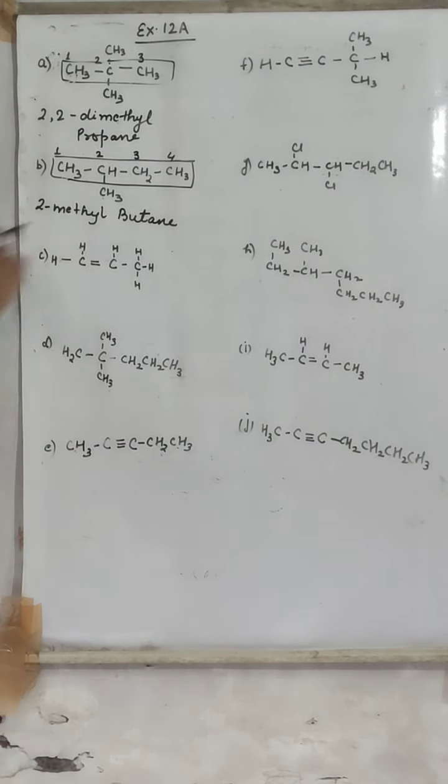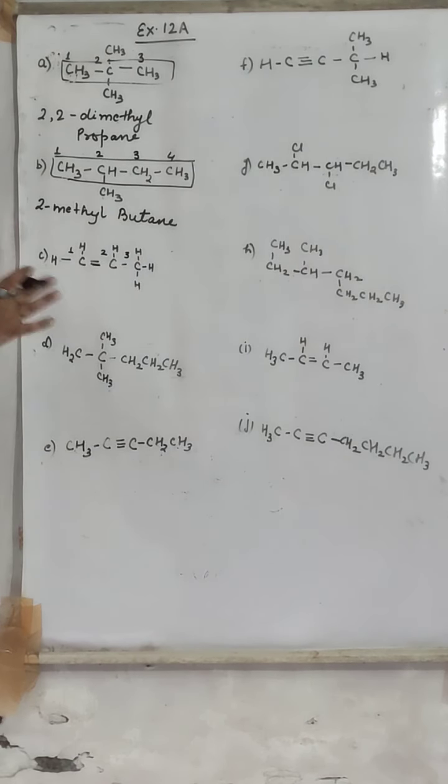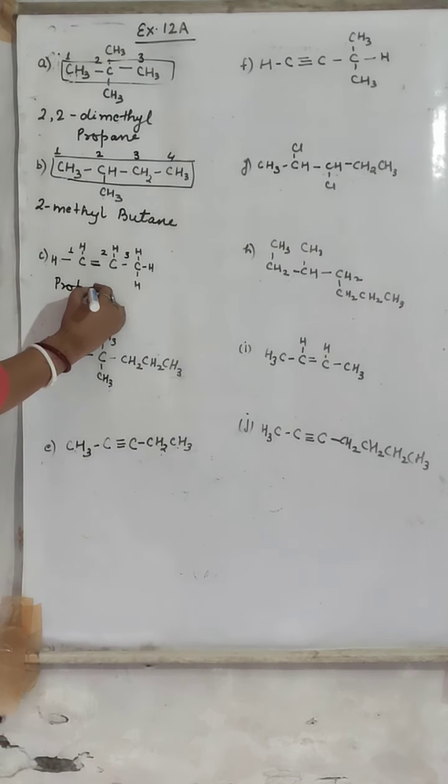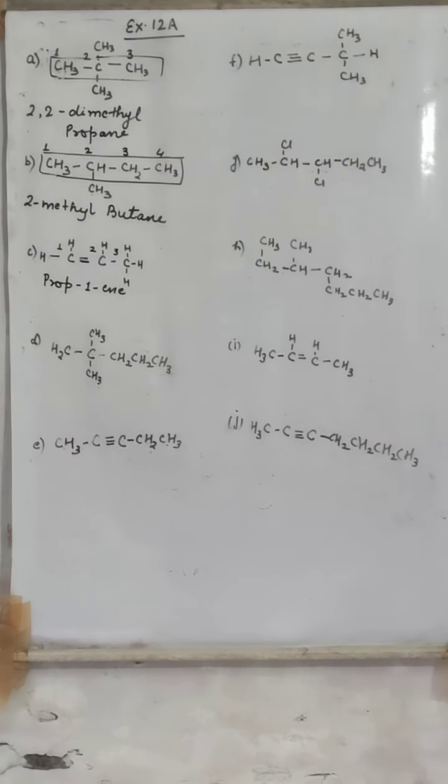Next one. 1, 2, 3 carbons. Now a double bond is present, so numbering will start from where this double bond will get the smallest possible number. So 1, 2 and 3. No alkyl is present, nothing is present, so directly we will write the number of carbons. How many carbons are there? 3. So for 3 we use prop. At the first position the double bond is present. So prop-1, and the double bond is there, that is why ene. Prop-1-ene.